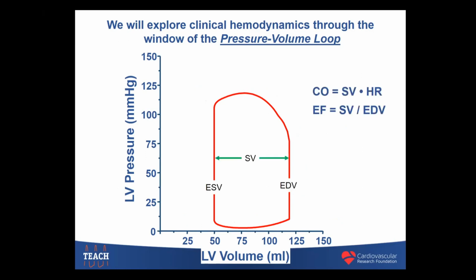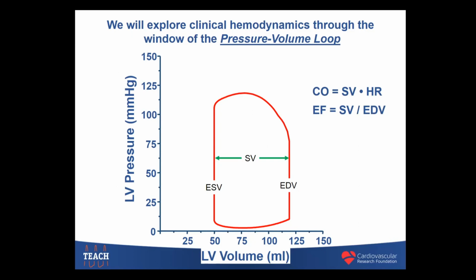Well, basically that's your stroke volume, right? If we know what the end systolic volume is and what the end diastolic volume is, then you know what your stroke volume is. So on a pressure volume loop, when we talk about the width of the loop, we're talking about stroke volume, which is the amount of blood that the heart ejects with each beat.